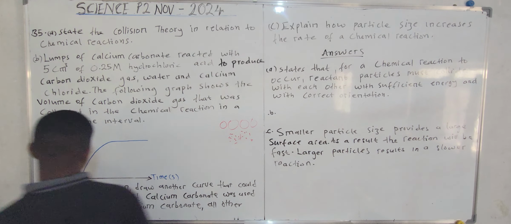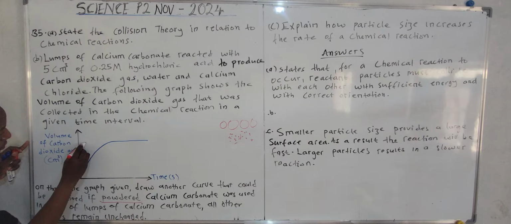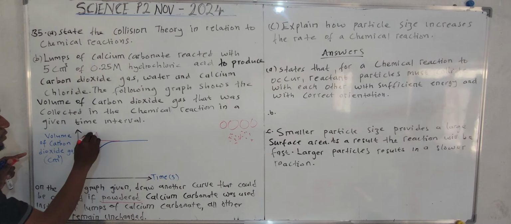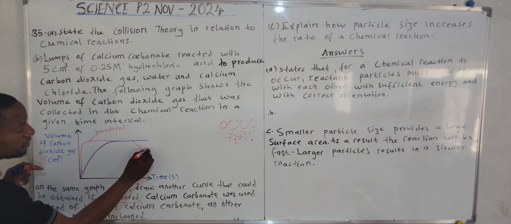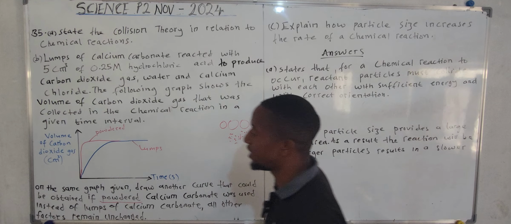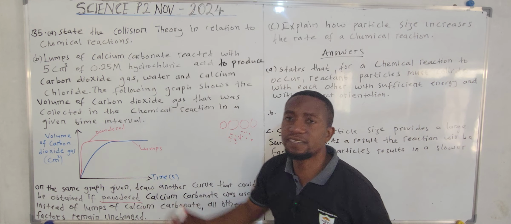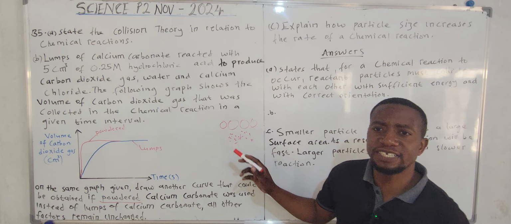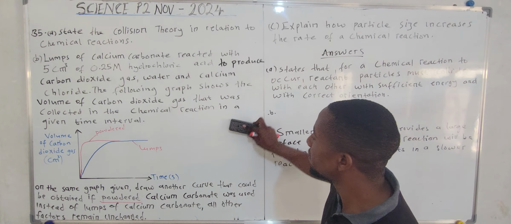Okay, so this curve is powdered. This curve is lumps. So we have 2 curves there. So this reaction is faster than this reaction. Why? Because using lumps, the reaction becomes slow. But when you are using powdered, the reaction becomes fast.